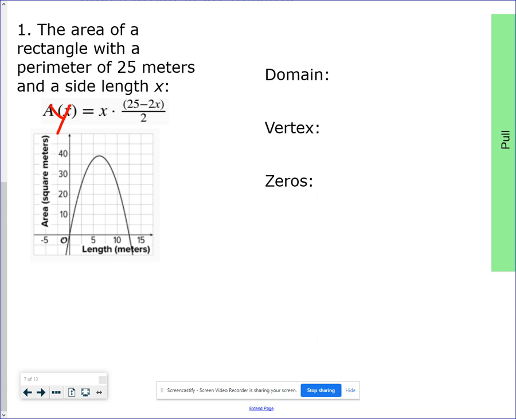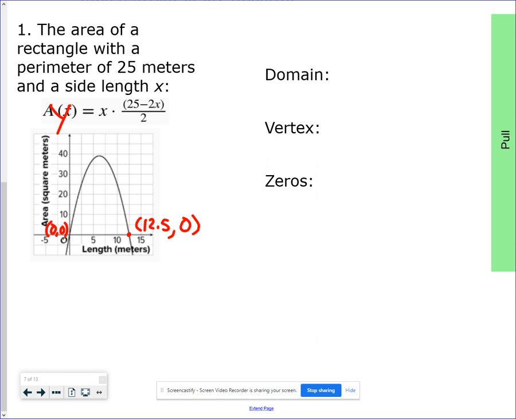The domain in here, again, is looking at what x's make sense. On this graph, it's not crossing exactly at a whole number, but halfway between 10 and 15. This is at (12.5, 0), and this is at (0, 0), right? The x's that make sense are between 0 and 12.5. After 12.5, we start to move into negative y values, and we're talking about the area of a rectangle. I can't have a negative area. So the domain here would be between 0 and 12.5.